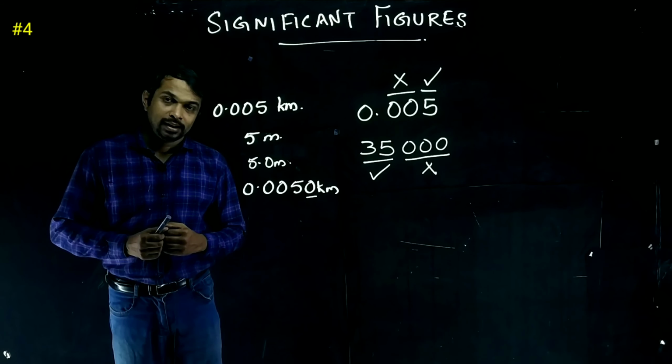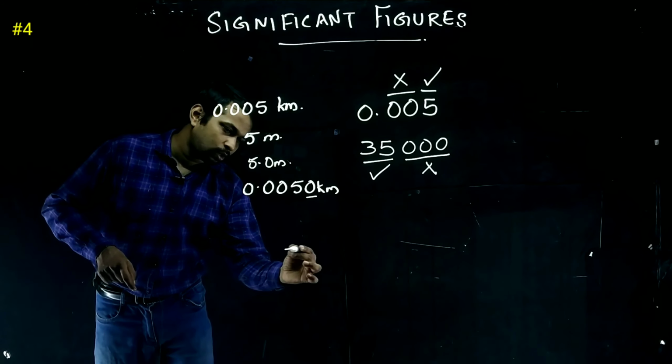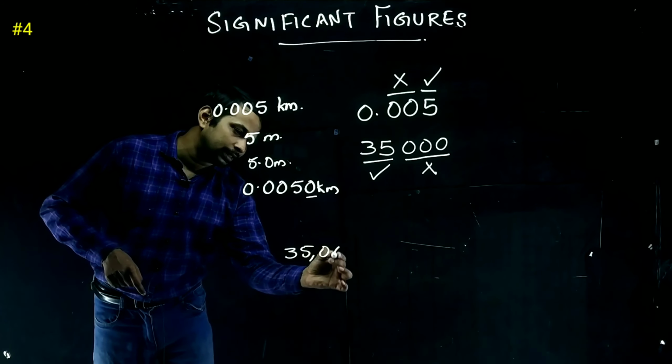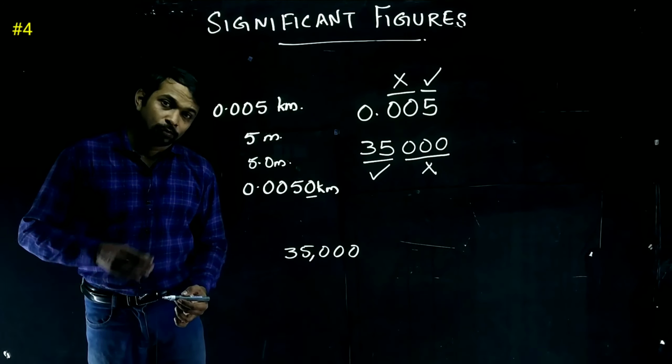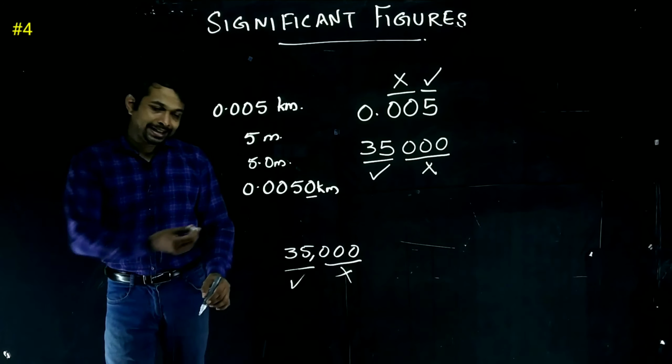Okay. Now let's take this example, 35,000. What is the problem with this 35,000, for which we are not taking these three zeros, we are taking only these two, 3 and 5.